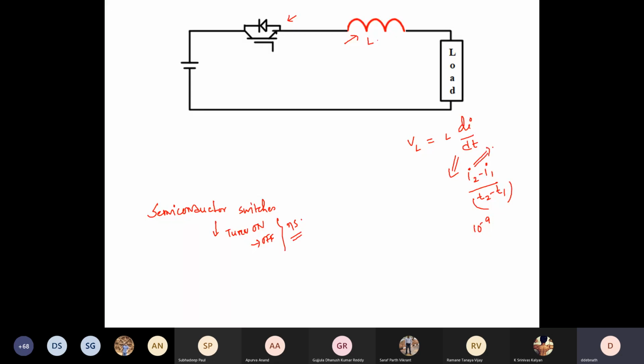I1 was some value, maybe say 10 ampere or so. So this is basically minus 10 by 10 power minus 9. So you can understand it is negative. So the observation is that V_L is negative and it is a very high value. Ideally, it is infinite. So I should provide a path, and we did this so that the inductor current gets a path to flow. It doesn't go to 0.